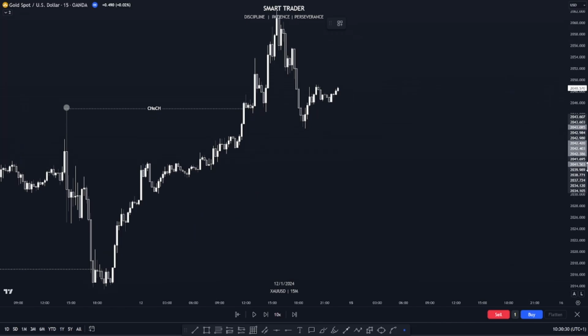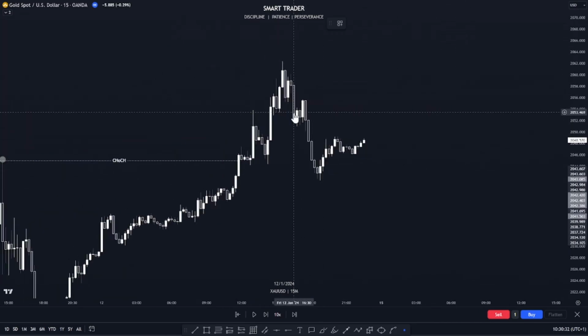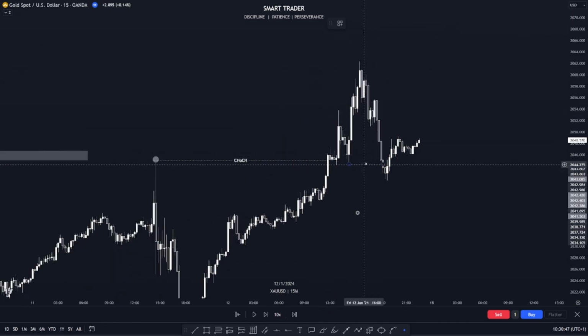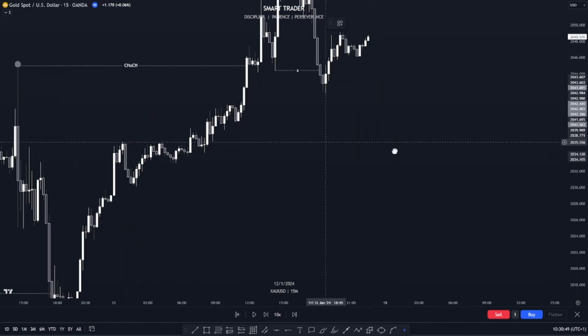So here, after breaking this structure, this is change of character. We have to identify an inducement. Where did the market take out inducement? This is not a valid pullback. This is not a valid pullback. Our valid pullback is right here. So the market has cleared this pullback and is trying to push higher, and we have to identify our valid order blocks.